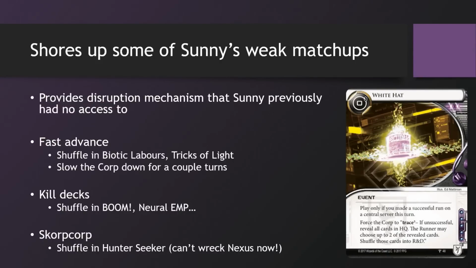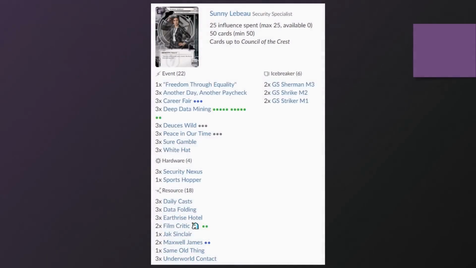So White Hat basically covers up a lot of niches that Sunny was weak to previously, and that's a very important point because it shores up the fact that the card is otherwise not very good. You have to make the run base trigger, you have to beat the trace. All these are not something that Sunny wants to do early, but the effect more than makes up for it. So we'll be jamming the White Hat into a standard Sunny list.